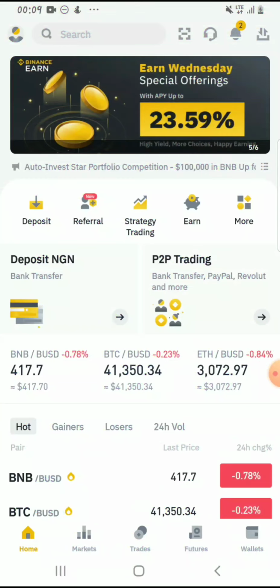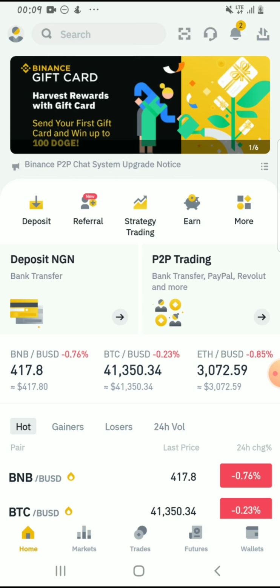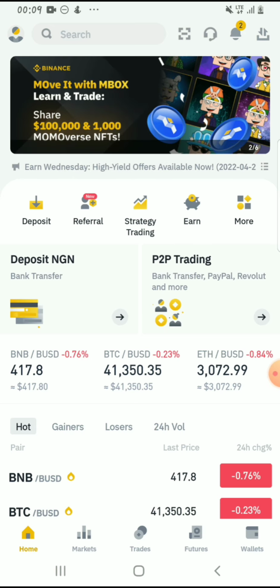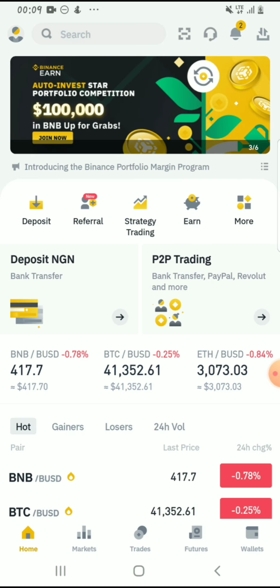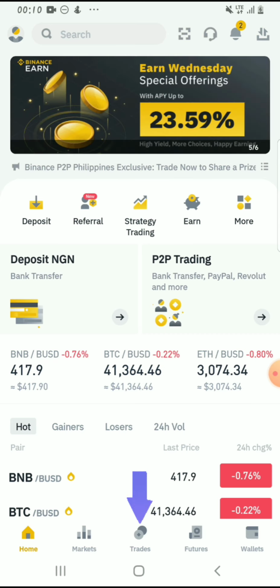This is the Binance interface, the Binance app on the mobile app for Android. This is how it looks, and you can see at the bottom of my screen: home, markets, trades, features, and wallets. So we are going to move into the trade section here. Just click on trades, below the screen.